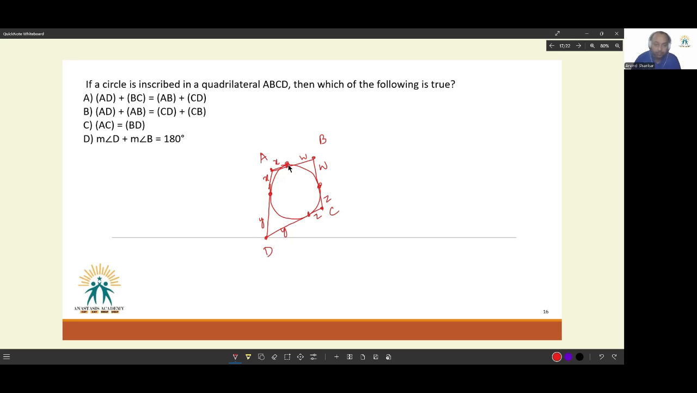Look at the first option itself, AD. AD is x plus y. BC is w plus z. And AB is x plus w. And CD is y plus z. Can you see? Left side is x plus y plus w plus z. Right side is x plus y plus w plus z. So yes, this is most definitely true. Now, you can go ahead and ignore everything else. AC is equal to BD, not necessary. AD plus AB, 2x plus y plus w has to be equal to 2z plus y plus w, or 2x has to be equal to 2z, not necessary. Angle D plus angle B has to be equal to 180 degrees, not necessary.